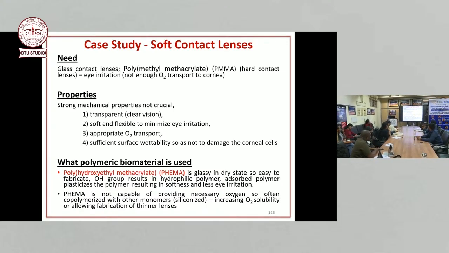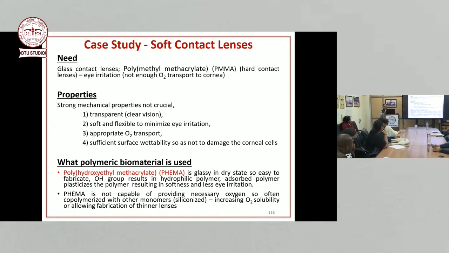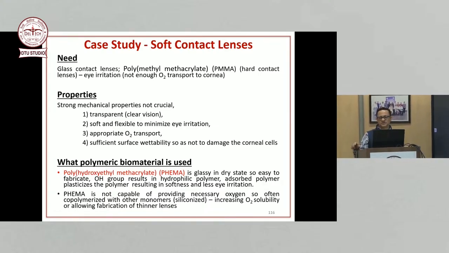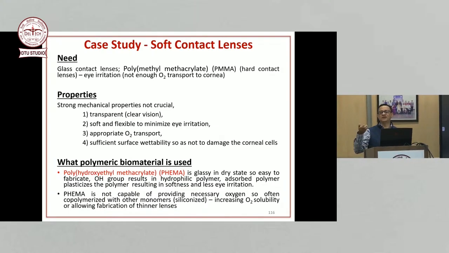Next one. Okay, I won't go to the next slide. I'll just ask you, you can do it. Resorbable sutures, or biodegradable sutures. One, why do we need it? Two, what are the properties? And three, what polymeric biomaterial is used?